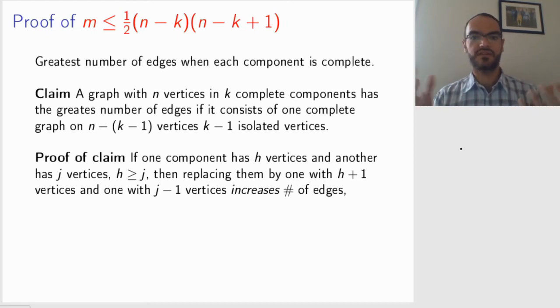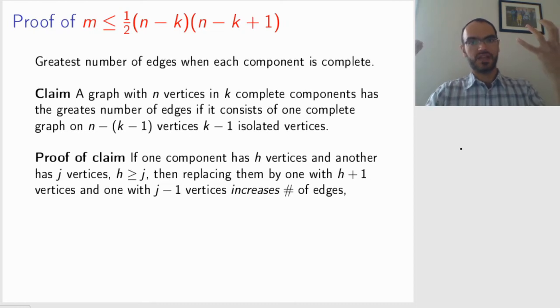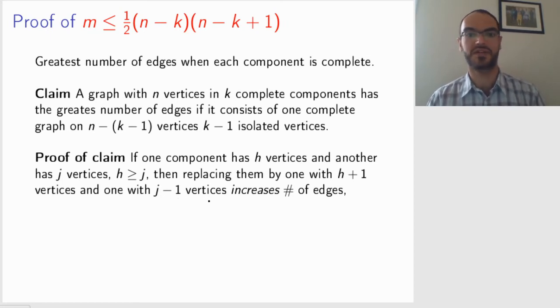So assume you have your graph, one component has h vertices, the other has j vertices, and h is somewhat bigger than j. So I take from the poor and give to the rich. I replace my big component with an even bigger component. Instead of h, now it has h plus 1 vertices. And I take that vertex away from the smaller poor component that now has j minus 1 vertices. If I do this, this will increase the number of edges.